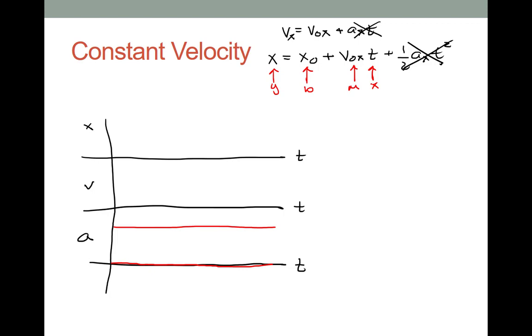This is a line, and the slope of that line is the velocity. Since our velocity in this case is negative, then our graph has to have a negative slope. There we go. This value up here is x naught, and this is v naught x, if you will.